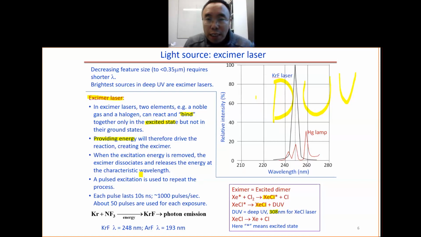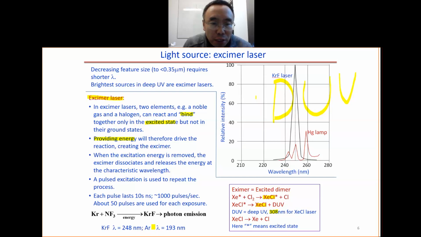In this case, the excitation has to be pulsed, because otherwise the energy will be too much and everything will get melted. So the laser is a nanosecond pulse. That means for deep UV lithography, we actually use laser pulses to expose the resist rather than continuous wave light. So this is the reaction for the krypton fluoride.